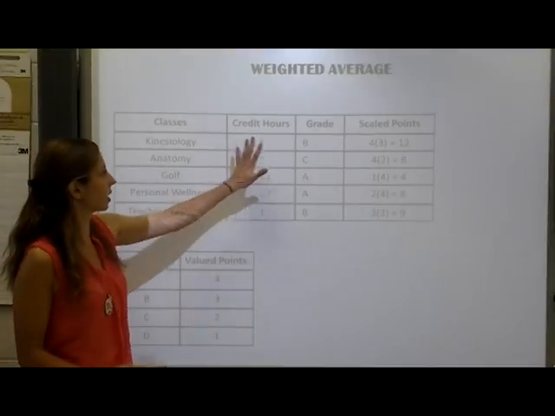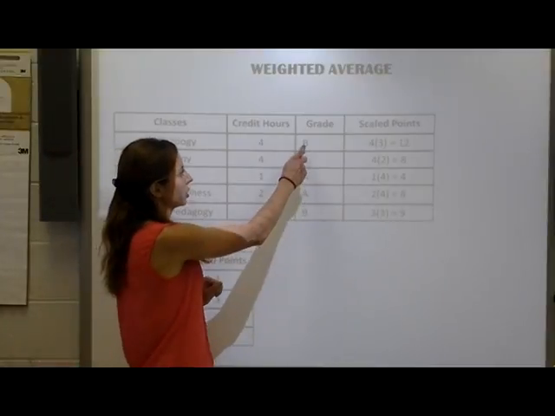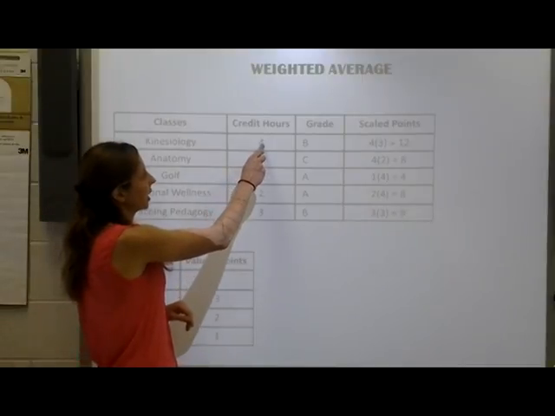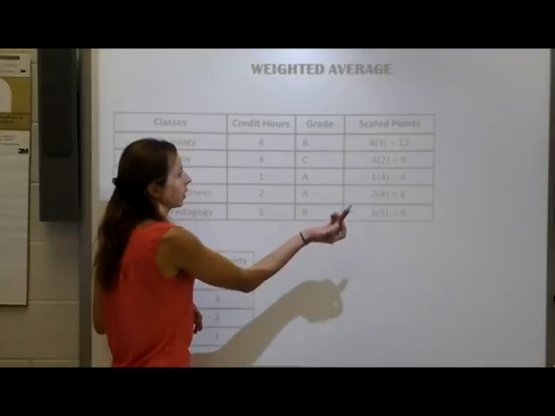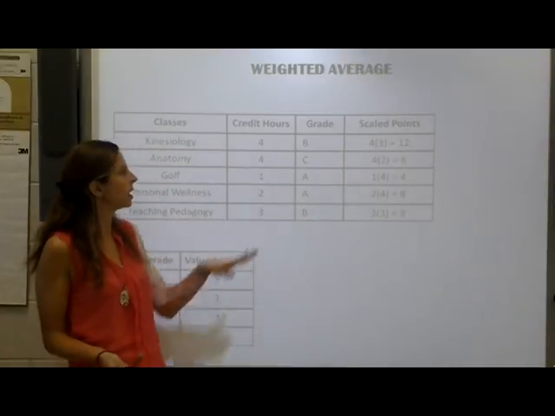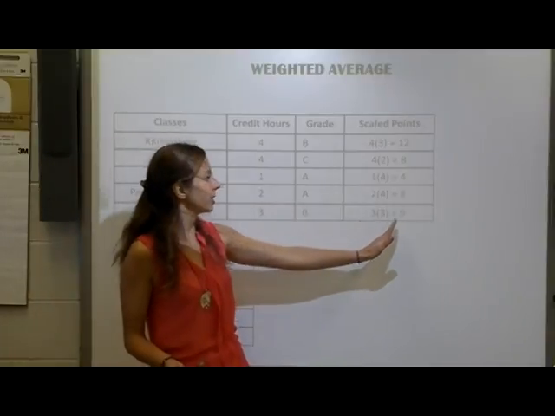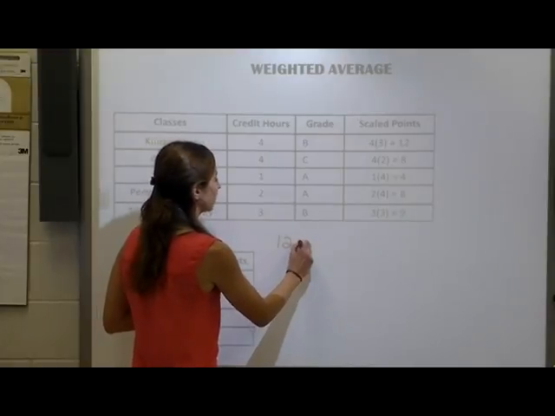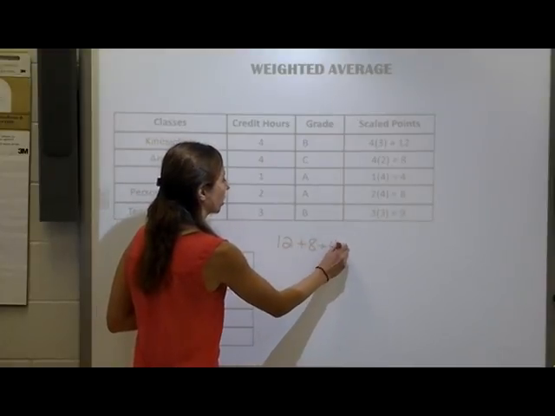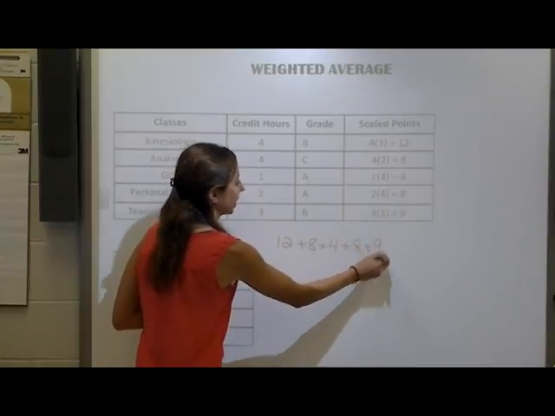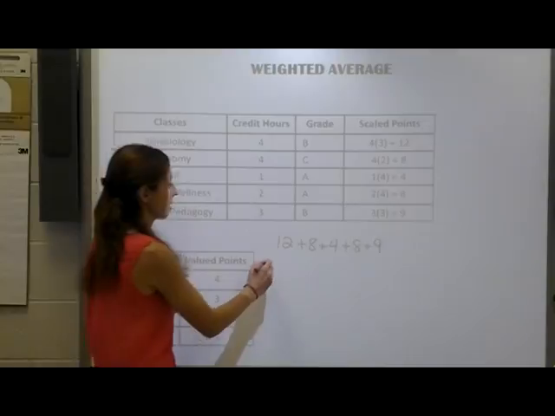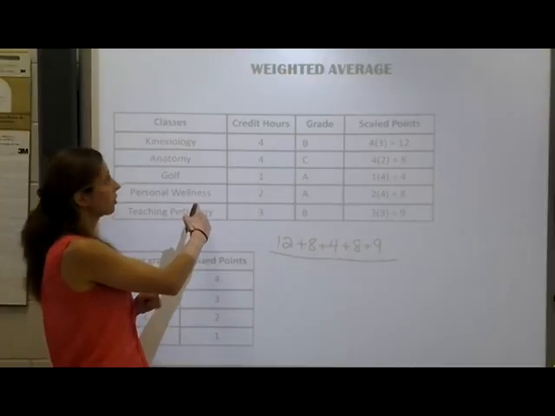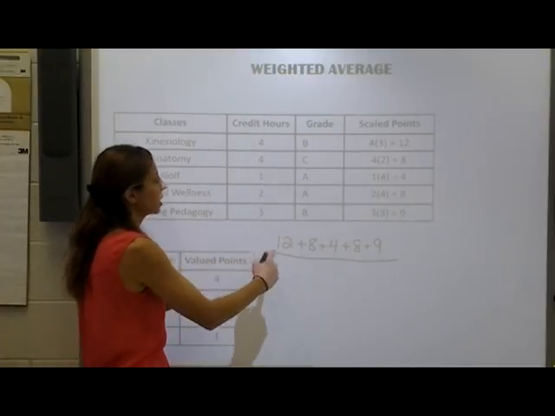When we look up here at her scores, what we're going to do is replace B with the number of valued points. So a 4-credit class times 3 points would give us 12 scaled points. If we do this for each class, we can then get the total number of scaled points. So we're going to add 12 plus 8 plus 4 plus 8 plus 9. Now, we're going to then divide that by the number of data points, but not the number of classes, which is 5. We need to look at the number of credit hours, which is 14.